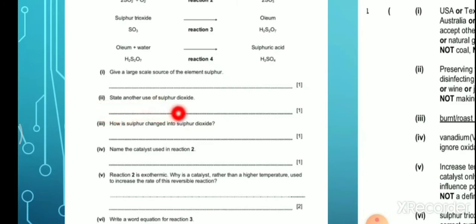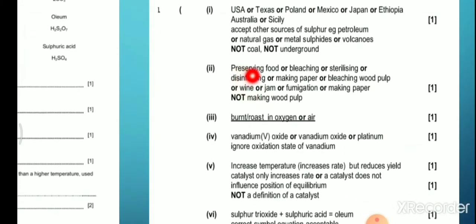The next question here is, state another use of sulfur dioxide. So one use already is to make sulfuric acid. Another use of sulfur dioxide you can write here: preserving food, as a bleaching agent, as a sterilizing agent, disinfecting, making paper, bleaching wood pulp, making wine, jam, fumigation. Any one of these you can choose and write.